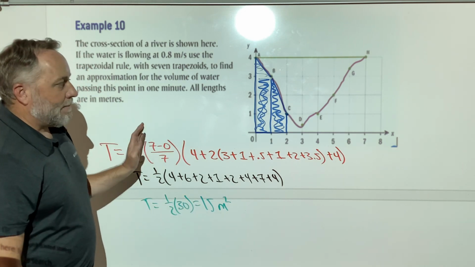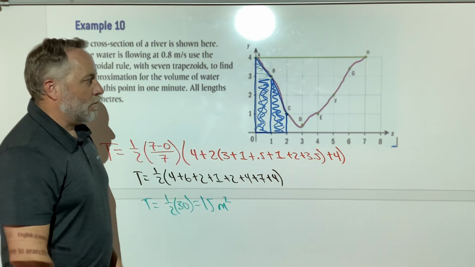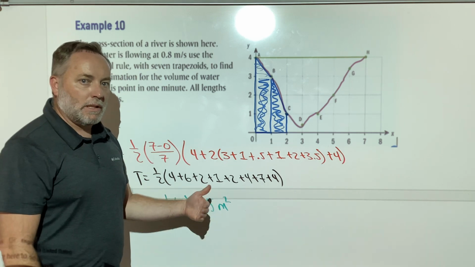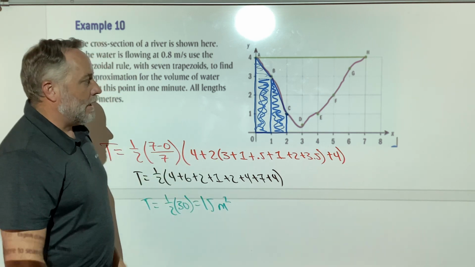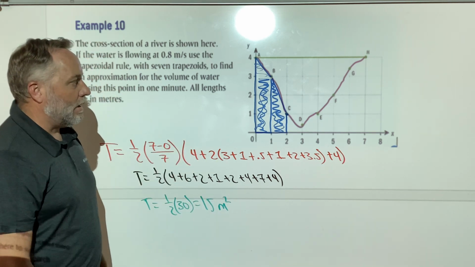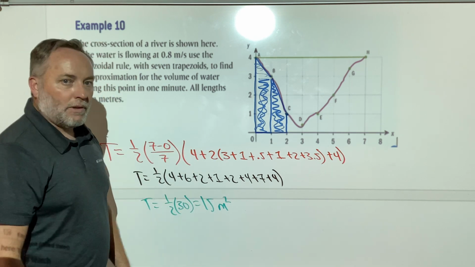So that wraps up section 13.1, which is the intro to integration, and that will allow you to complete the rest of the practice from 13.1.